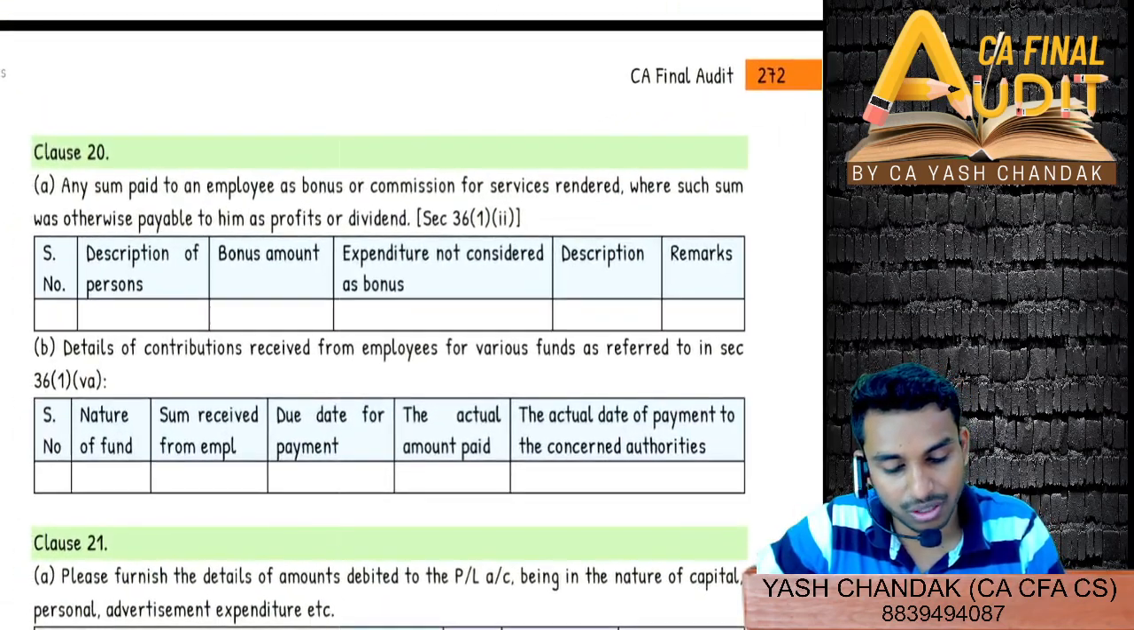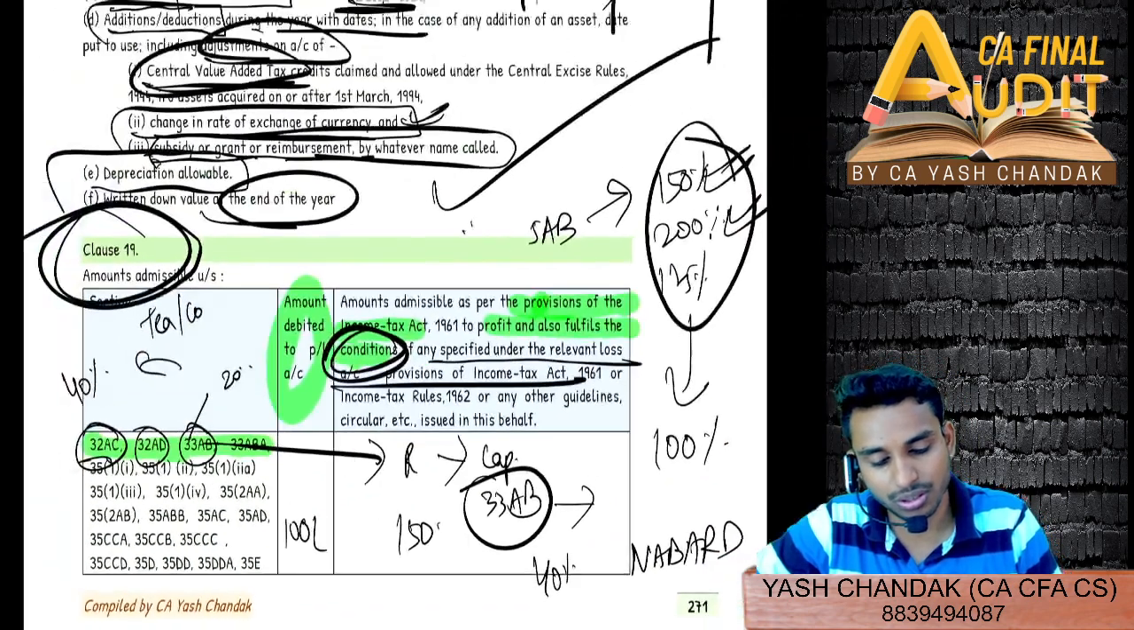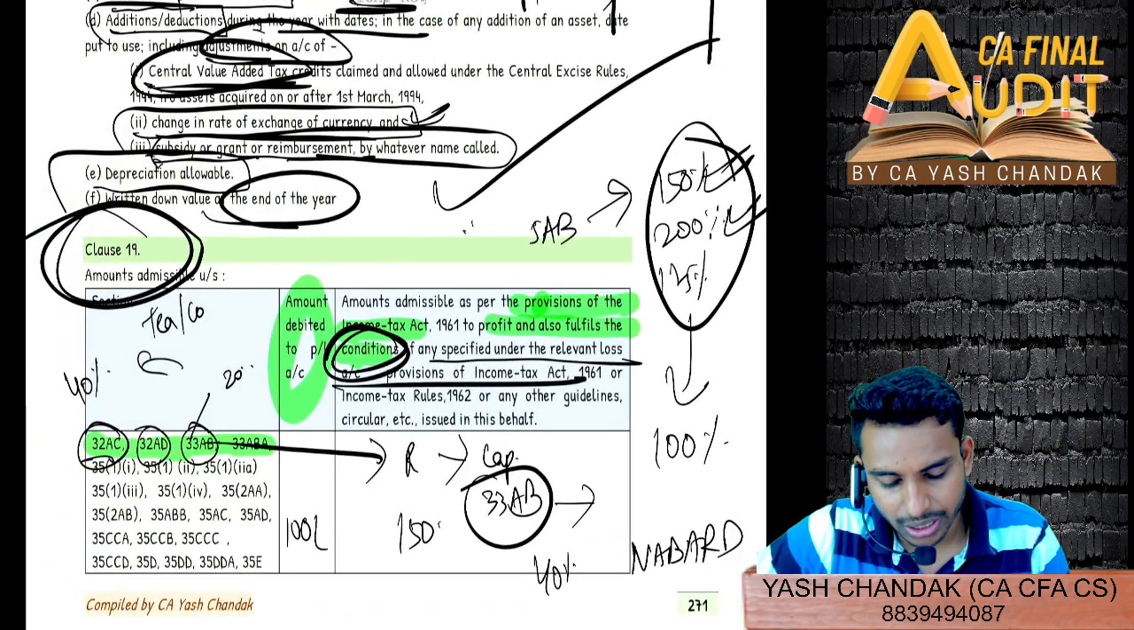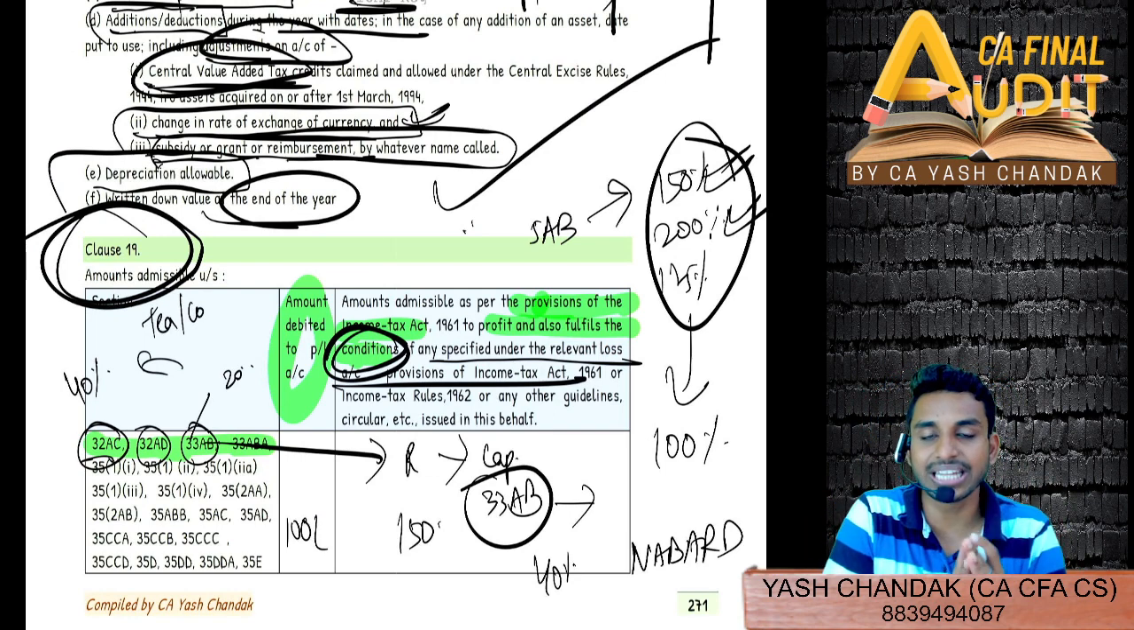And then lastly clause 20. So do we have to remember all these sections? All the clause numbers, yes. I'll be asking you certain clause sections like 32 AC, 32 AD. No, 32 AC, 32 AD you don't have to remember exactly, but yeah, you have to get an idea.